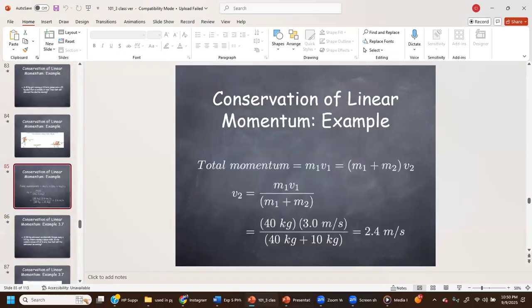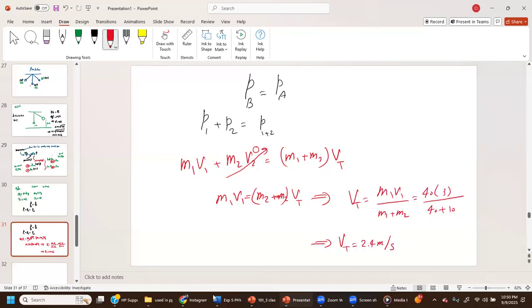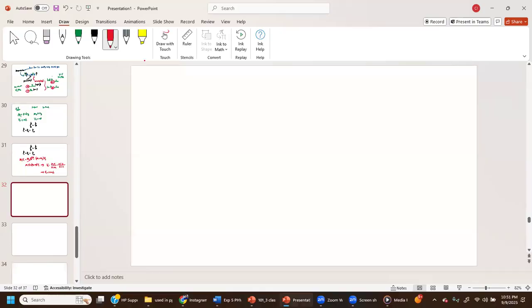Awesome. Let's do another example, shall we? So in this case, this is going to be example 3.7. You have a 100 kilogram astronaut who accidentally throws away a half kilogram camera during a spacewalk. If the camera moves off at 6 meters per second, how fast will the astronaut be moving? So this is example 3.7.